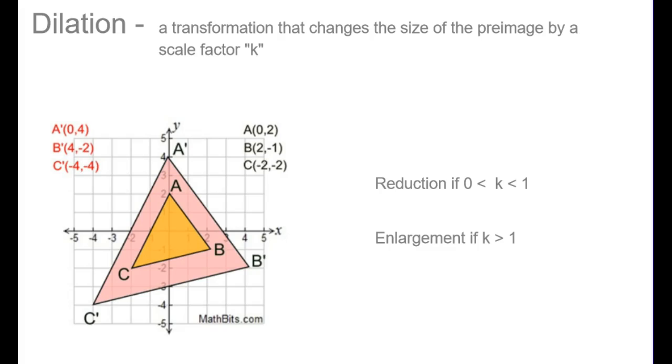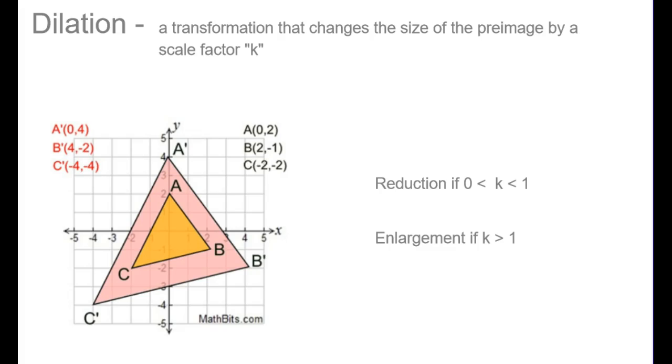This is a transformation that changes the size of the pre-image by a scale factor k. If you think about going to the eye doctor, sometimes people have to get their eyes dilated. This changes the size of the pupils. So when you think of dilation, you need to think about changing the size of the pre-image.